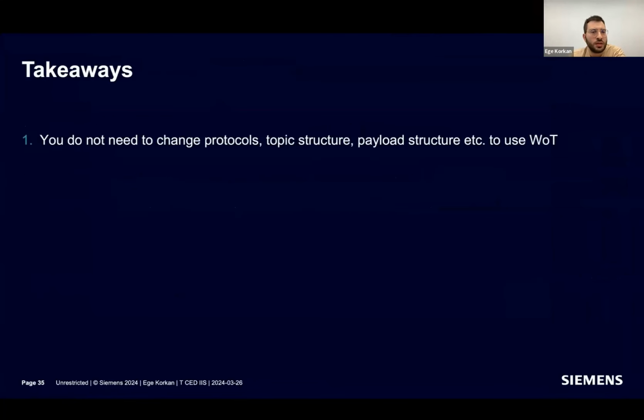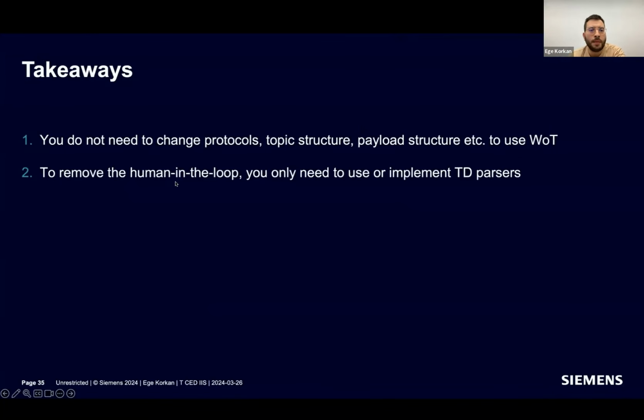All right. So first of all, you don't need to change the protocols, topic structure, payload structure, whatever, to use Web of Things. You can just, as shown, use an off-the-shelf MQTT library. If you want to remove the human in the loop, then of course you need to implement the TD parsers so that they go through the JSON and the topic themselves. It's just simple code. You just need to parse the JSON. There's nothing crazy to parse.